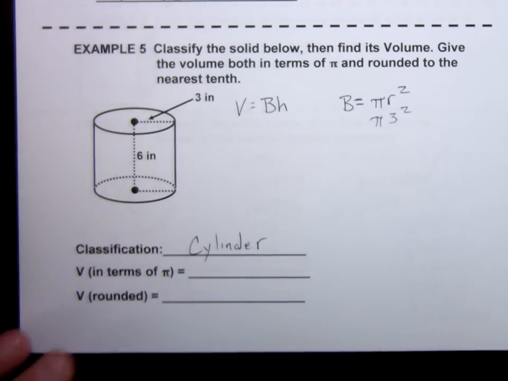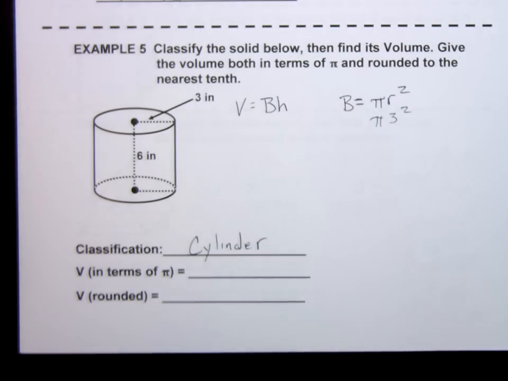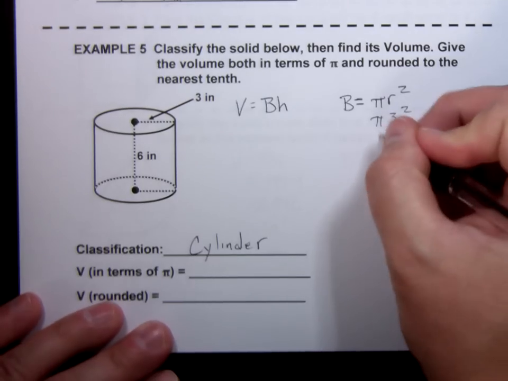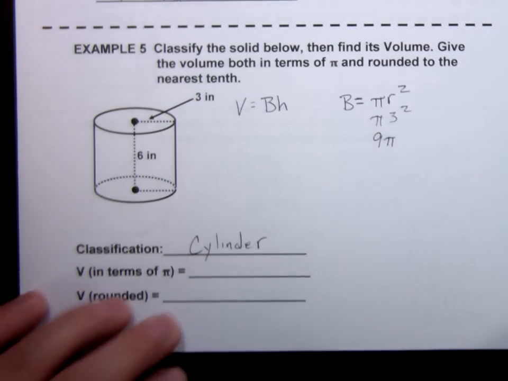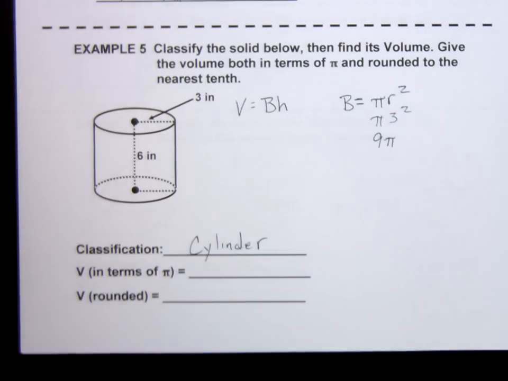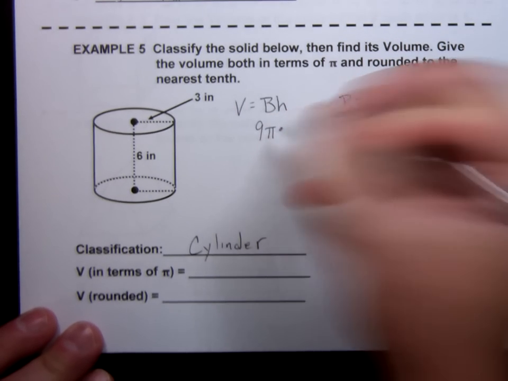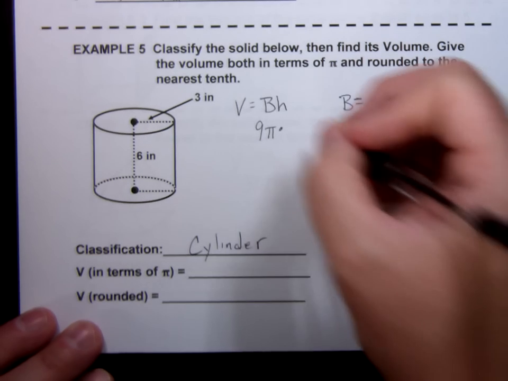Now I'm going to keep everything in terms of pi. The way I do that is I don't actually multiply by pi in the calculator. I do all the other work around pi, and I leave that number next to pi. So 3 squared is 9, so I'm just going to leave this as 9 pi. So the area of the base is 9 pi, and the height of the cylinder is 6.